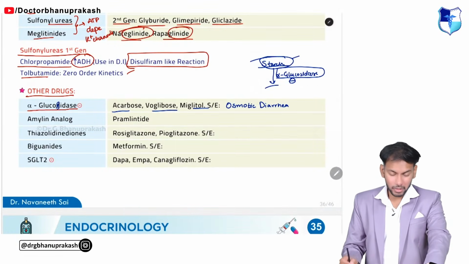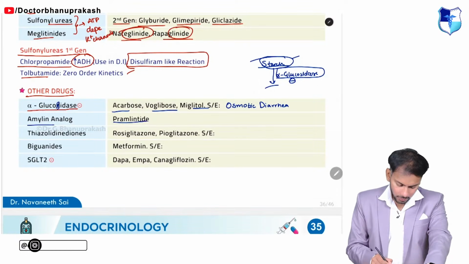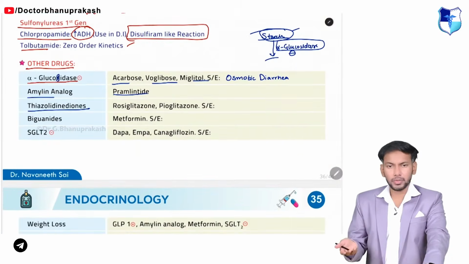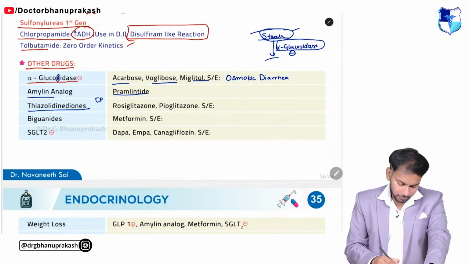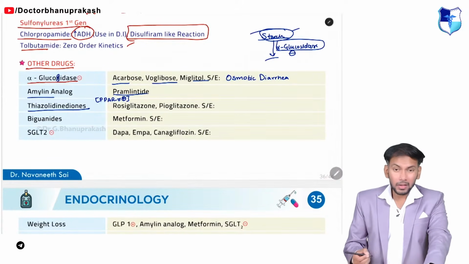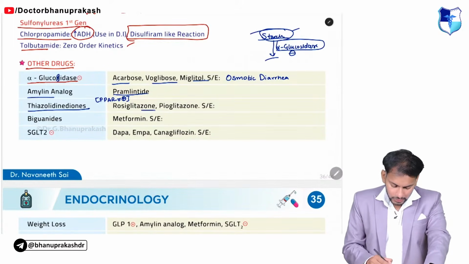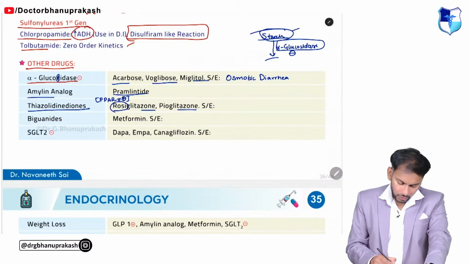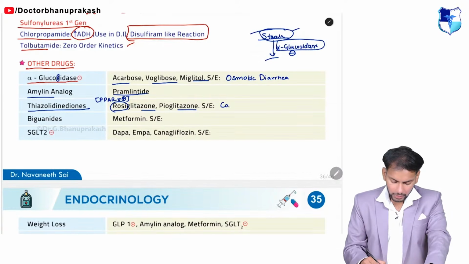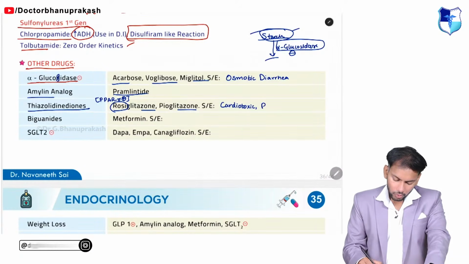Then you have an amylin analog, that is pramlintide. Next is thiazolidinediones. Now, they will activate PPAR gamma receptor. The drug names are glitazones: rosiglitazone and pioglitazone. So, what are the side effects? Pretty common mnemonic. Rosi breaks your heart, so it is cardiotoxic. Some glitazones will also cause bladder cancer.